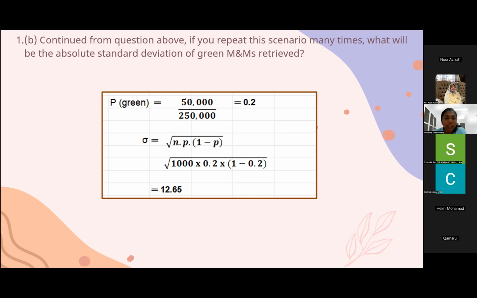where the standard deviation formula is the square root of the number of collected samples times the probability times 1 minus the probability. From here, they wanted to know the standard deviation of the green candy. By putting in the values, we get the absolute standard deviation for the green candy, which is 12.65.